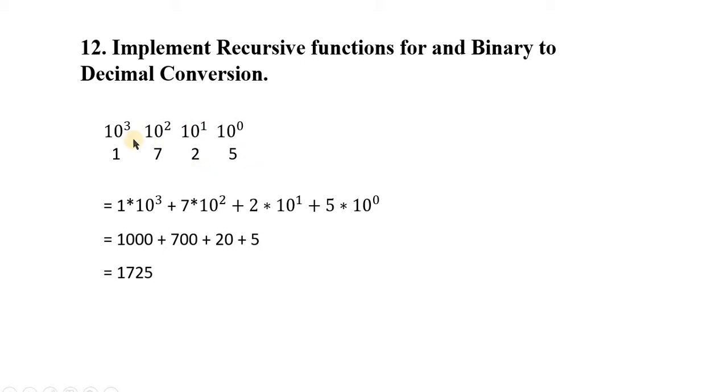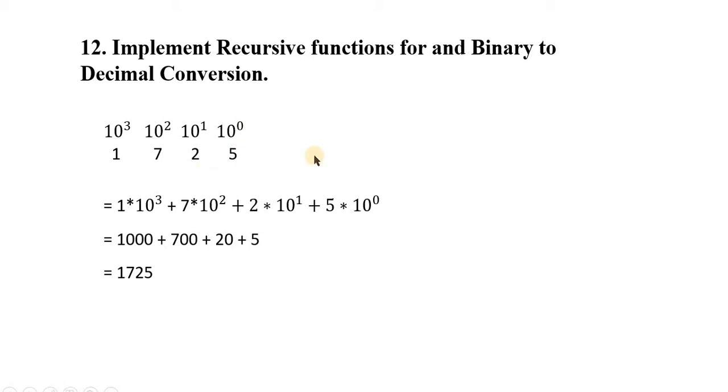And to compute the value of this number, we have to multiply 1 into 10 raised to 3 plus 7 into 10 raised to 2 plus 2 into 10 raised to 1 plus 5 into 10 raised to 0, giving us a total value of 1725. This is how we compute the value of a number with respect to base 10.